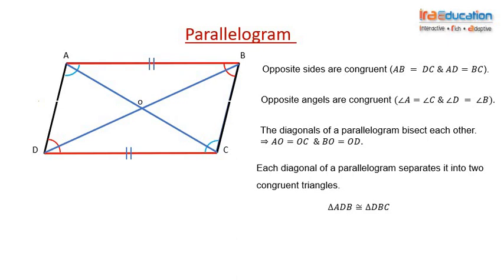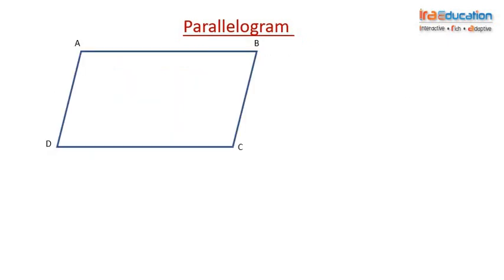The area of a parallelogram is determined by multiplying the length of the base by the height. The base is any one of the parallel sides, and the height is the distance between the base and the opposite side.